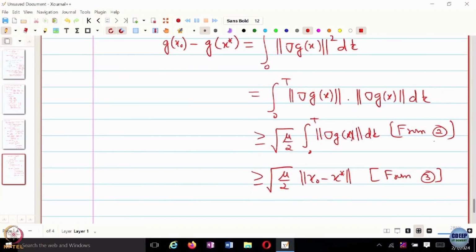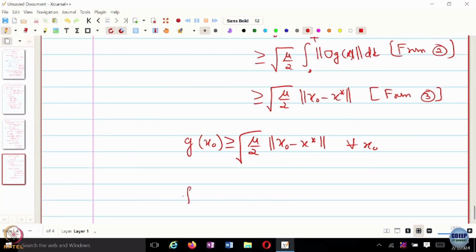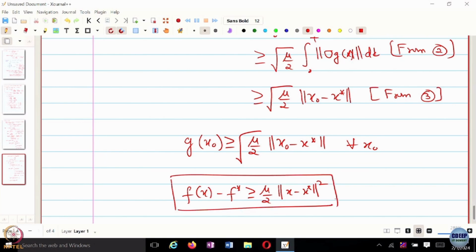What is g of x star, by the way? 0, right? g of x star is 0. So that means g of x naught is greater than or equal to square root of mu by 2 times the norm of x naught minus x star for every x naught. And if I write g of x in terms of f of x, this is nothing but saying that f of x minus f star is greater than or equal to mu by 2 times the norm of x minus x star, whole square, and this completes the proof.